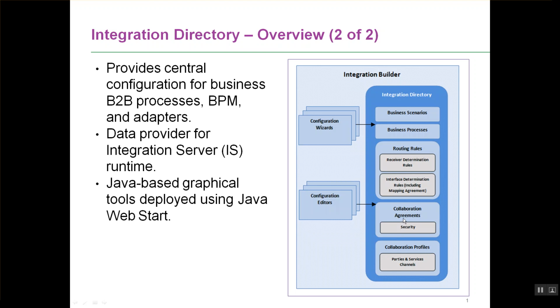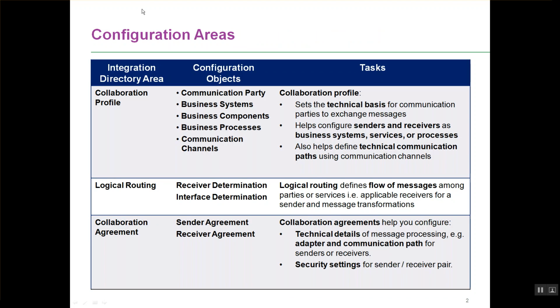What you would then create is what we call a collaboration agreement. In technical terminology, this is a sender agreement and a receiver agreement. And then we will be creating what we call routing rules, what is a receiver determination, and what is an interface determination. Don't worry, we should be going through each of the steps in detail.